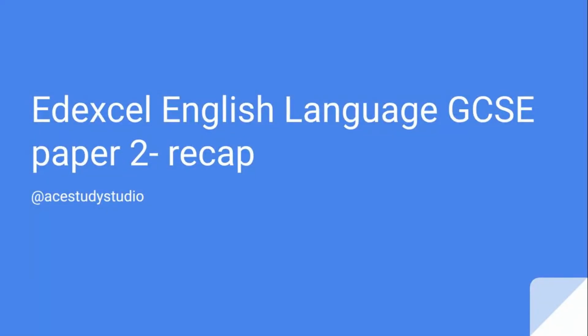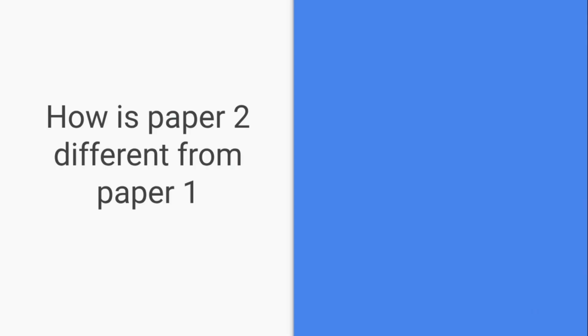This is the Edexcel English Language GCSE Paper 2 recap. So we're going to go over everything in Paper 2, similar to Paper 1. So how is Paper 2 different from Paper 1?